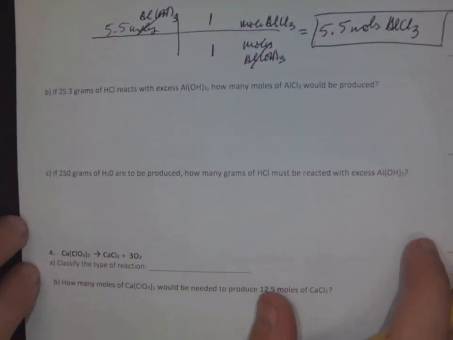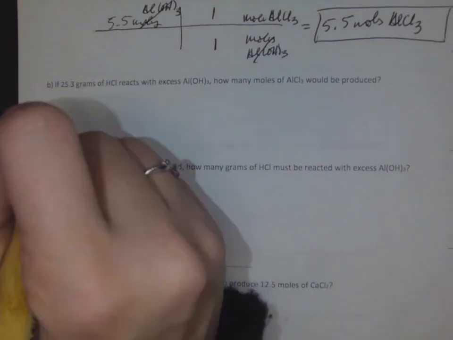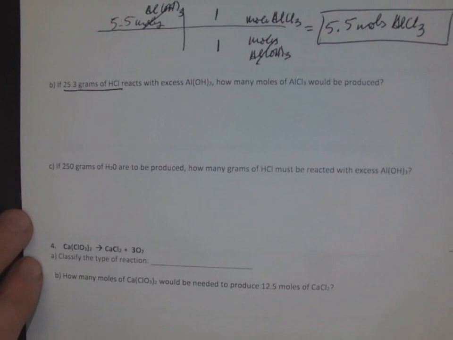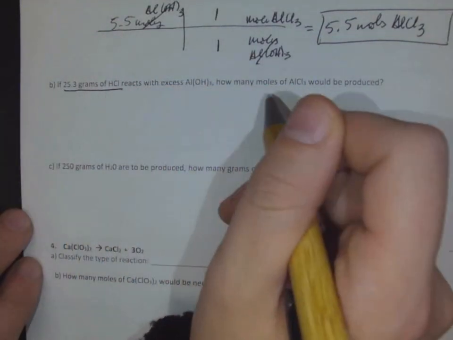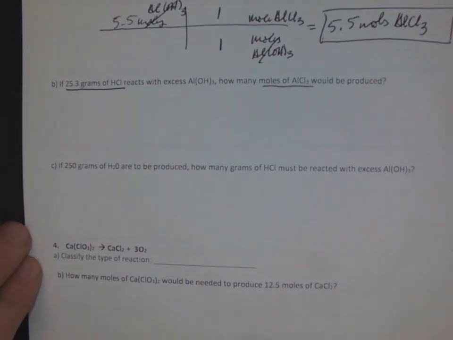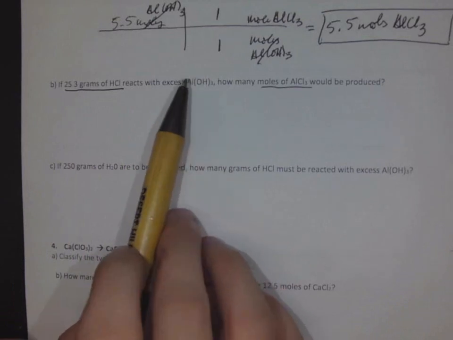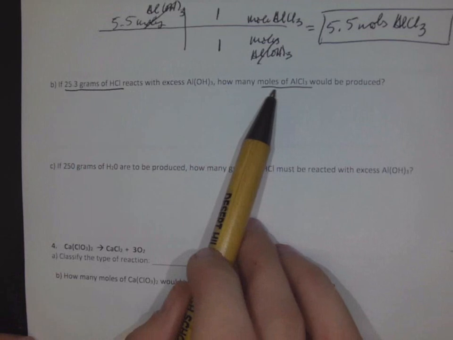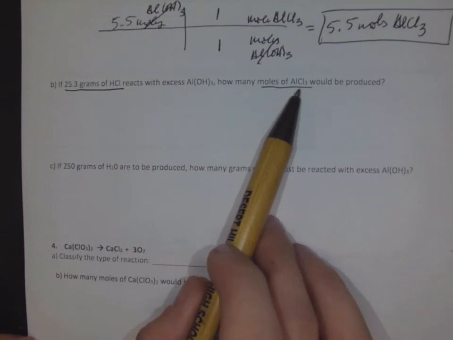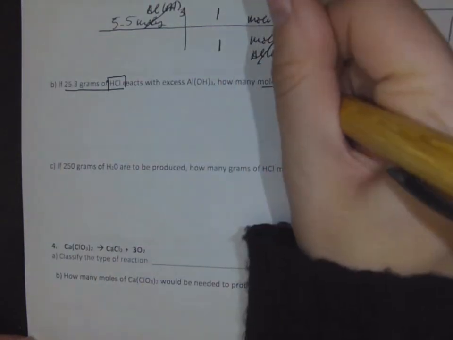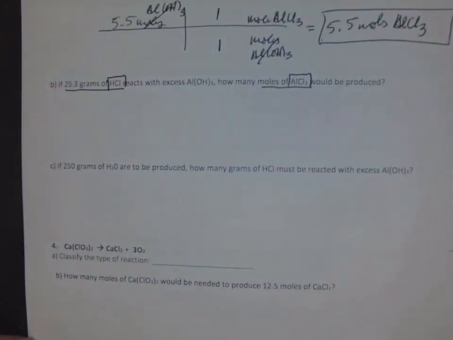Okay, now one of these on part B is starting with grams. So if 25.3 grams of HCl reacts with excess aluminum hydroxide, how many moles of aluminum chloride? That's why it's important to underline. Identify where you're starting and ending, because that was extra information. That's not part of this. We have this many grams that we're starting with, and we want to end with moles of aluminum chloride. And notice how hydrochloric acid, HCl, and aluminum chloride, they are not the same thing.